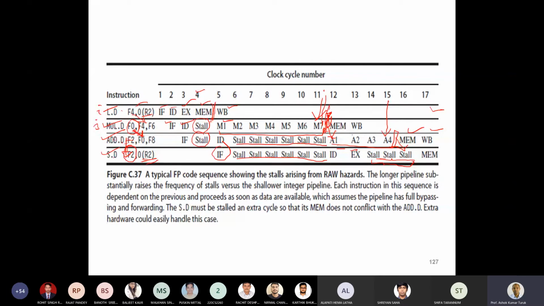Can anyone say the reason for this? The structural hazard, like the one caused by memory. Right. If I put a memory stage here, the memory and memory conflict, so there is a hazard. So this is being taken to the next cycle.